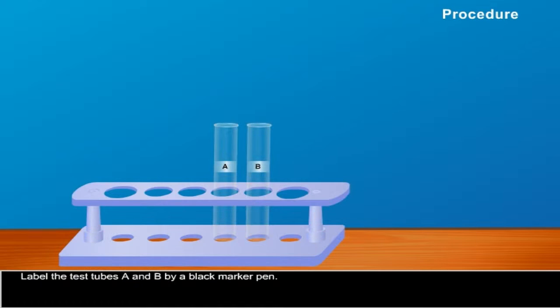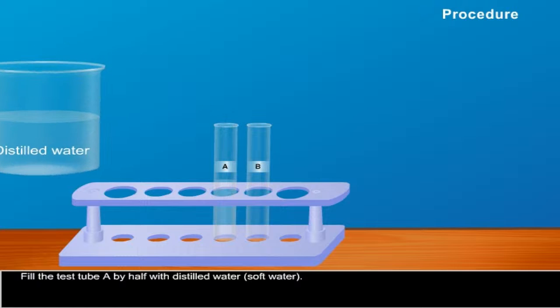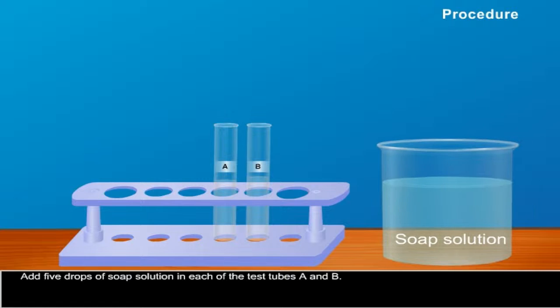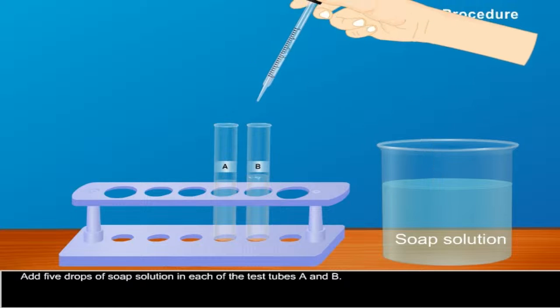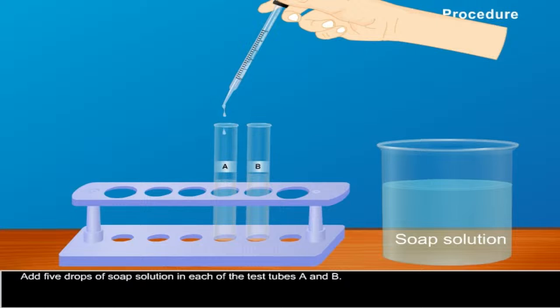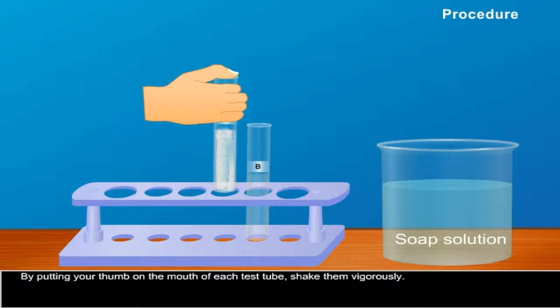Procedure. Label the test tubes A and B with a black marker pen. Fill test tube A half with distilled water or soft water. Fill test tube B half with hard water. Add 5 drops of soap solution in each of the test tubes A and B. By putting your thumb on the mouth of each test tube, shake them vigorously.